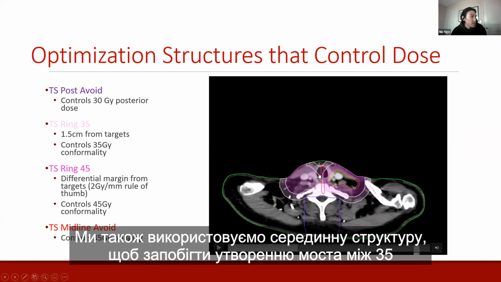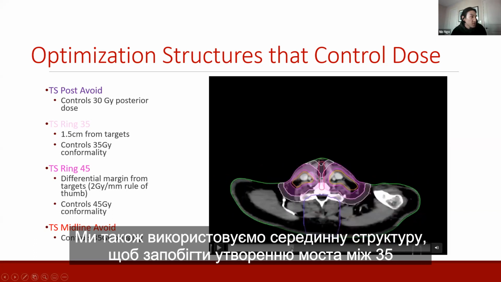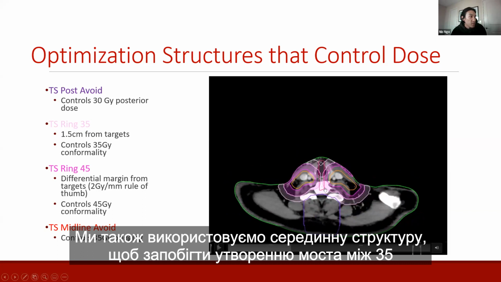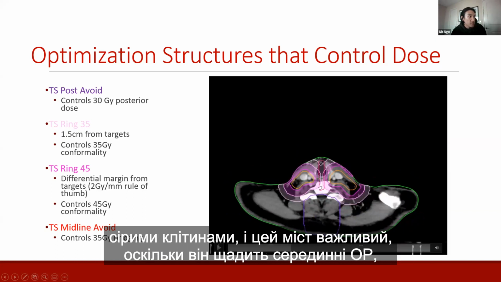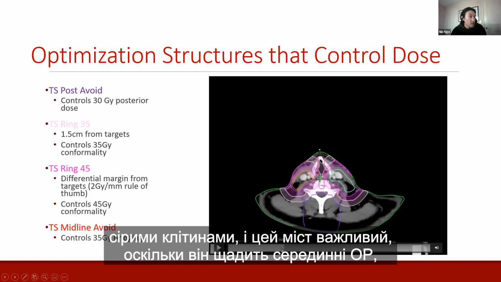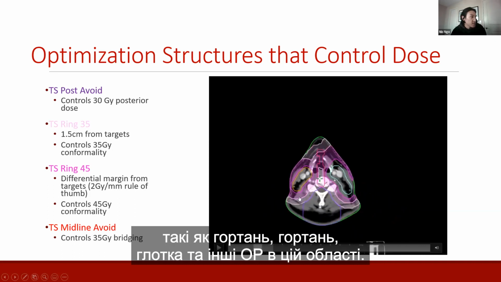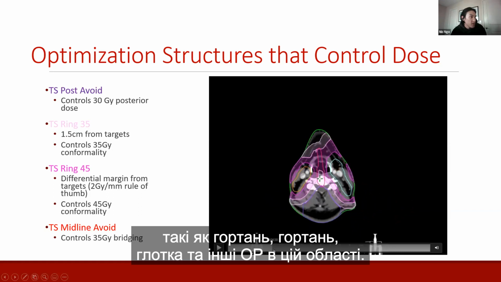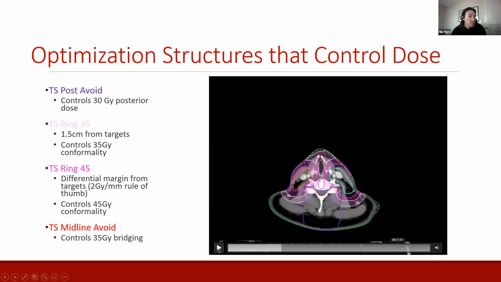We also use a midline kind of structure to prevent the bridging between the 35 gray. And this bridging is important because it spares the midline OARs like larynx, glottis, pharynx, and other OARs in that area.